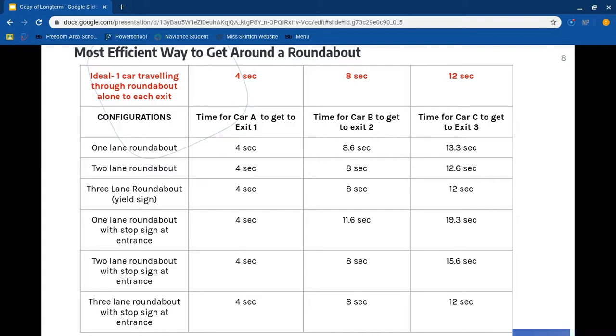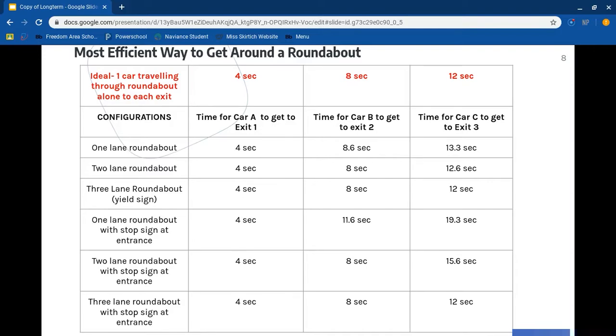So I started with the 1 lane roundabout. It took car A 4 seconds to get to exit 1, the same as the ideal. It took car B 8.6 seconds to get to exit 2, and 13.3 seconds for car C to get to exit 3. Now, something interesting you see here is that there's 0.6 compared to the 8.